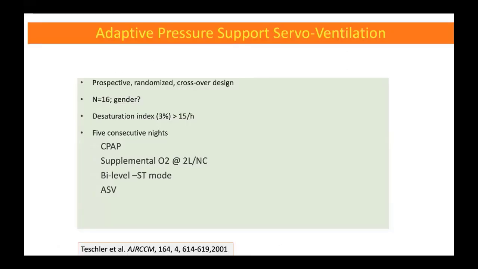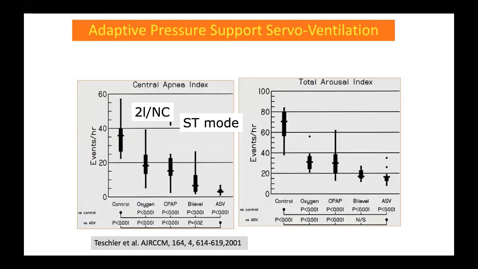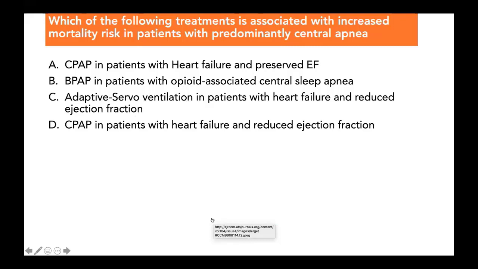And when you look at it in terms of which one is most effective in terms of efficacy, not effectiveness, efficacy, which is the immediate effect, ASV works very well. And this is an example where you can see in a group, look at the central apnea. This is the control. Supplemental oxygen decreased it. CPAP decreased it. Even bi-level with a backup rate decreased it. ASV was the most efficacious. We're not saying most effective, most efficacious in decreasing the number of events. However, there are some caveats. So let's talk about them.